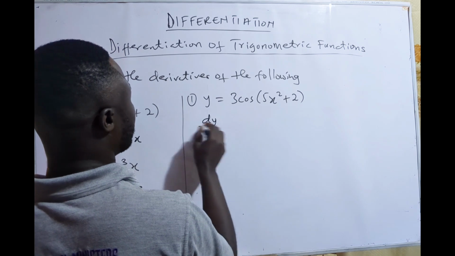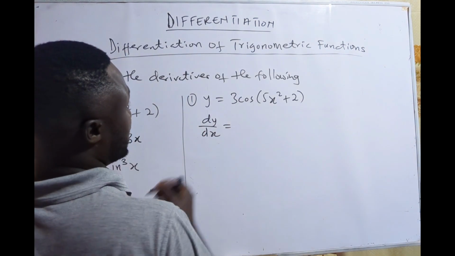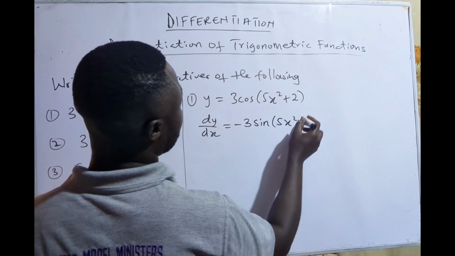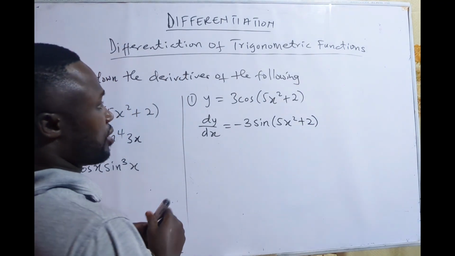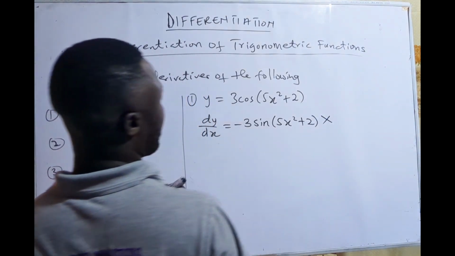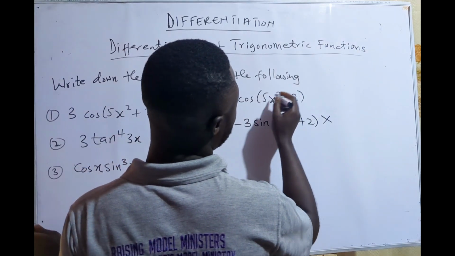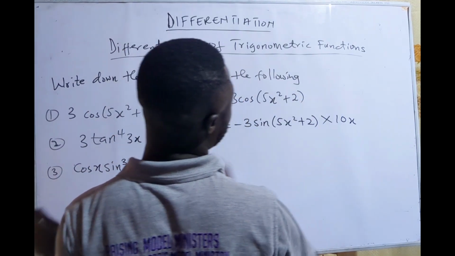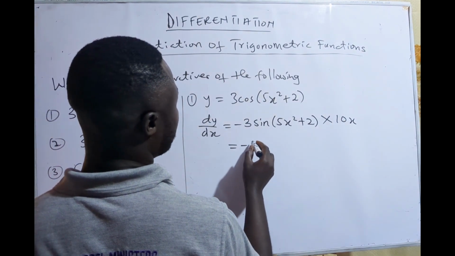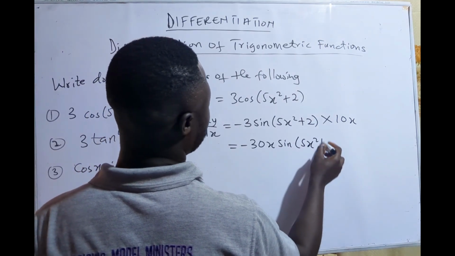So my dy on dx will be equal, when I differentiate cos, it will give me minus sine, so that will be minus 3 sine (5x squared plus 2). I'm done with the differentiation of this. Then I multiply by the differentiation of what is in the bracket. 5x squared will give me 10x and 2 will give me 0. So my dy on dx becomes 10x times 3, which gives minus 30x sine (5x squared plus 2).